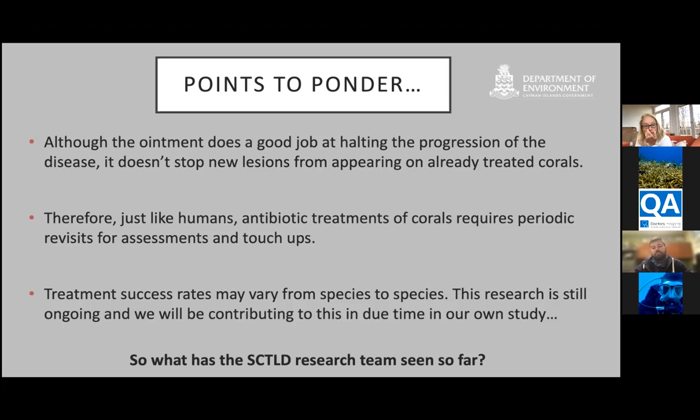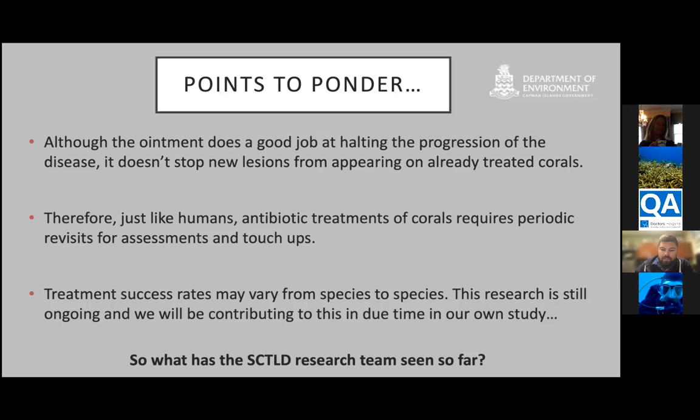The treatment success does vary from species to species. We know that during our study, we've seen a lot of success, with studies in Florida and around the Caribbean. They've all been showing different success rates, but in general, it is the treatment that is working right now, and just due to the severity of the disease and how fast it moves across Grand Cayman's reefs, for now, it's the best for us.